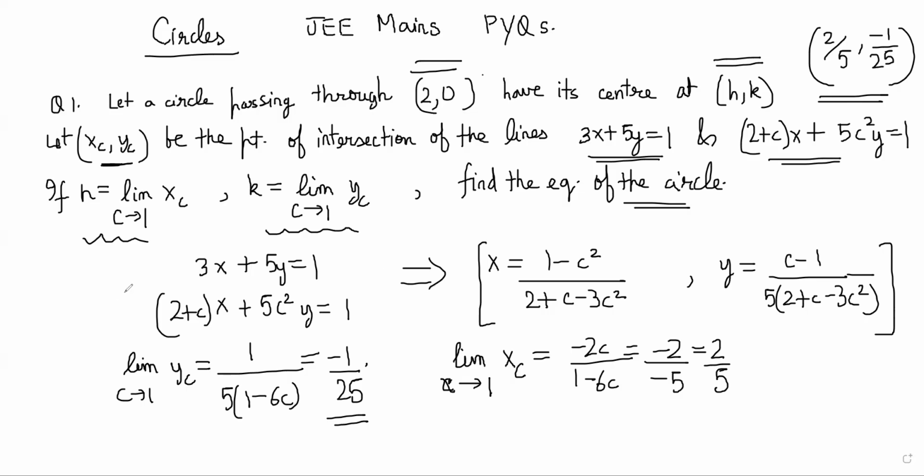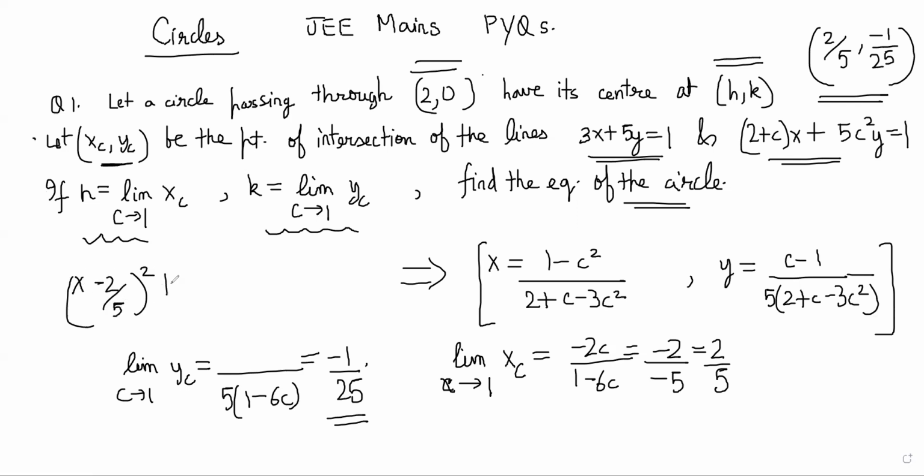The equation of the circle will look like this. You have x minus 2 by 5 whole square plus y plus 1 by 25 whole square is equal to radius square. And radius will be calculated by doing the distance formula between this point and this point, right? So very easy question, simple limit application, and then straight lines you have to solve, right? Let's move on to the next problem.